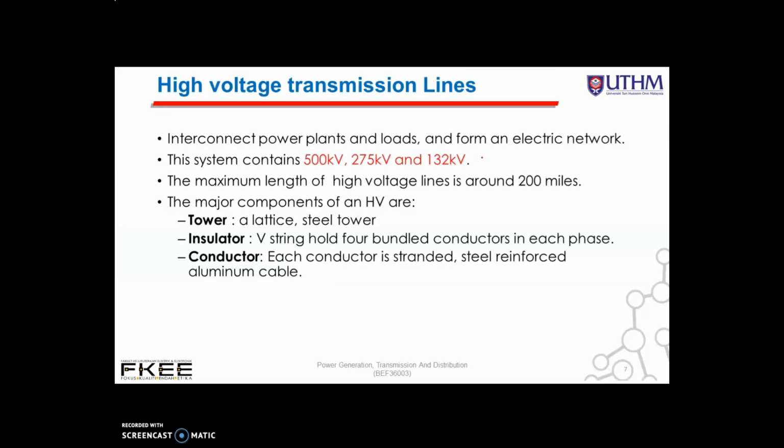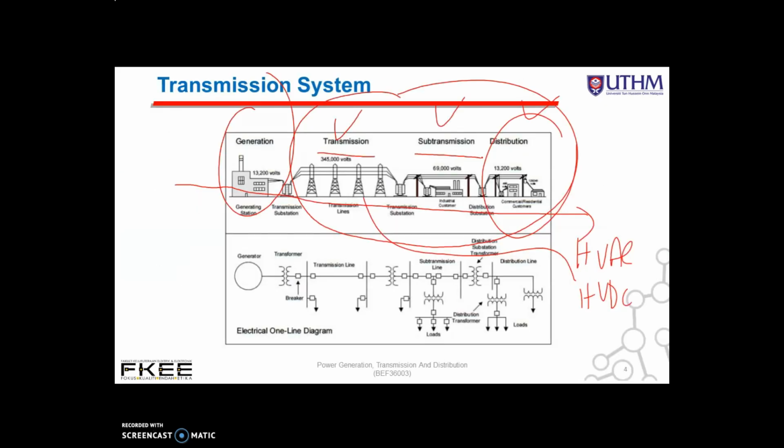Okay, transmission of electrical energy. So high voltage transmission lines interconnect power plants and loads and form an electric network. So you can see here, when we connect all this, generation, transmission, sub-transmission and distributions, it will form an electric network. Okay, so basically this transmission system contains 500 kV. Okay, we have for the transmission line, we have 500 kV in Malaysia. Okay, so 275 kV and also 132 kV. So the maximum length of the high voltage lines is around 200 miles, which equivalent to 320 kilometers.